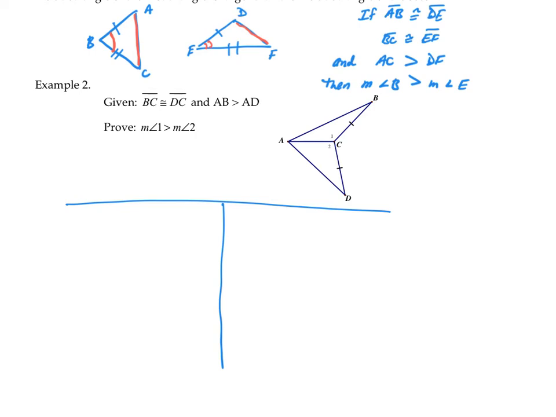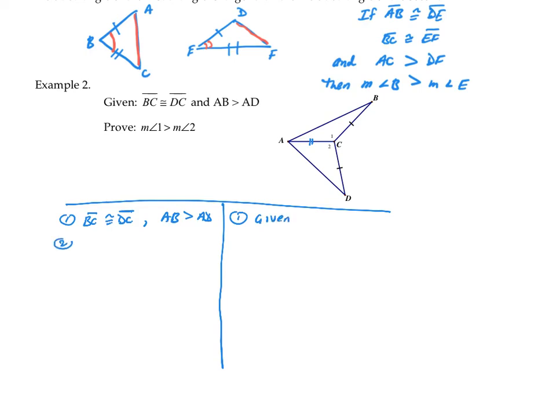So we're given that BC is congruent to DC. We're also given that the length of AB is greater than the length of AD. And I want to point out that these two triangles share line segment AC in common. Okay, so in step one, go ahead and include both pieces of given information, that BC is congruent to DC, and line segment AB is longer than line segment AD. So all of that was given to us.